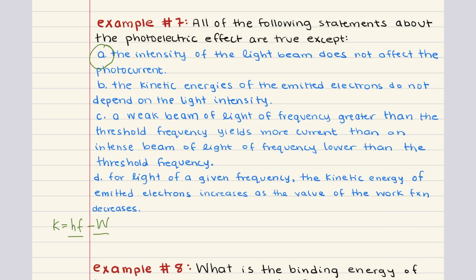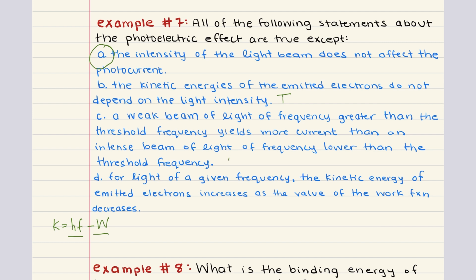Increasing the intensity only increases the number of photons, not their energy. So that means that the kinetic energy of the ejected electrons remains unaffected by intensity. Statement B is a true statement. Answer choice C says a weak beam of light of frequency greater than the threshold frequency yields more current than an intense beam of light of frequency lower than the threshold frequency.